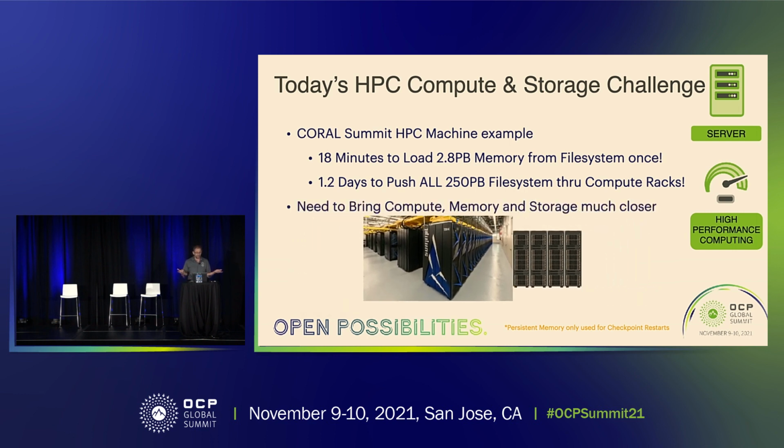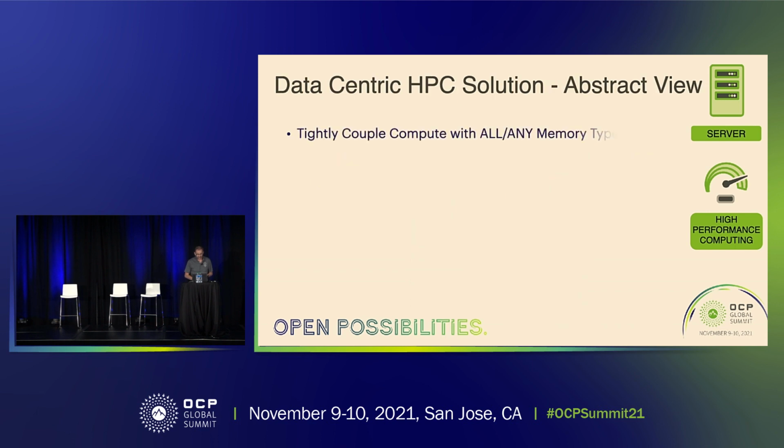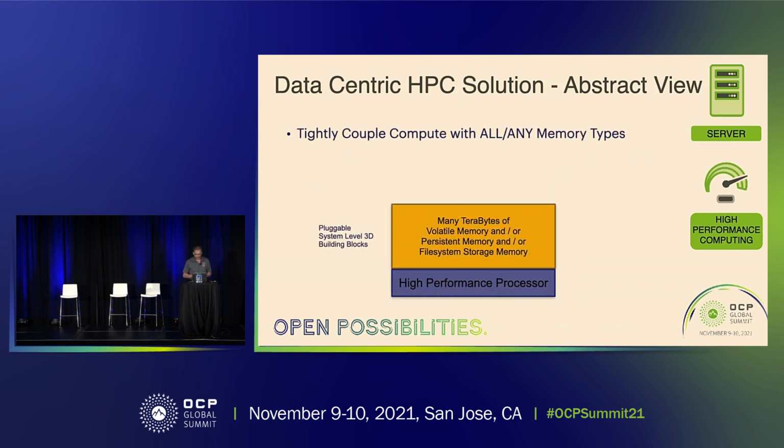So we really need to bring the two closer together. And that's something we're doing slowly, and in our work group, we're trying to do it openly and more radically. So how can we do that? Just as a little bit of an abstract view, if you imagine you've got one of your high-performance processors at the bottom, we want to get pluggable, we want to be able to plug in memory, storage, and persistent memory.